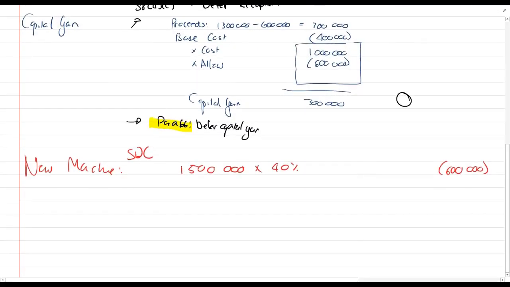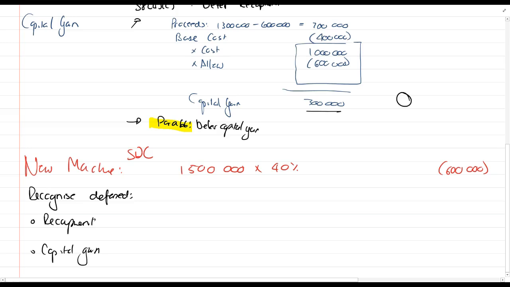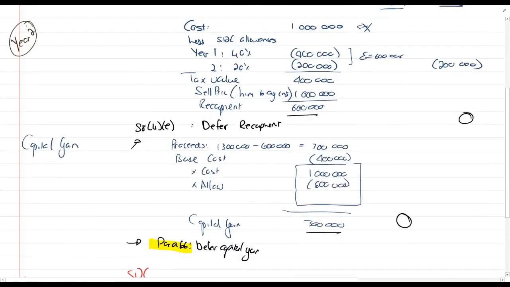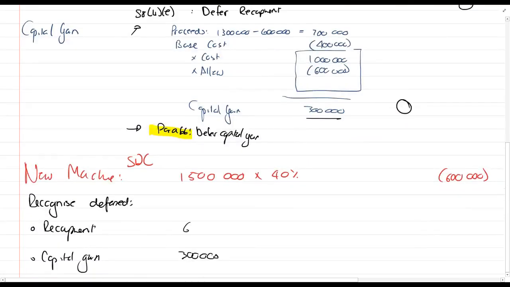That deferred capital gain and recoupment, you will now recognize the deferred recoupment and the deferred capital gain. The capital gain was 300,000 rands and the recoupment was 600,000 rands. Now see now, how do we recognize it? You recognize it over the period that you are writing off the new asset. This is the new asset.